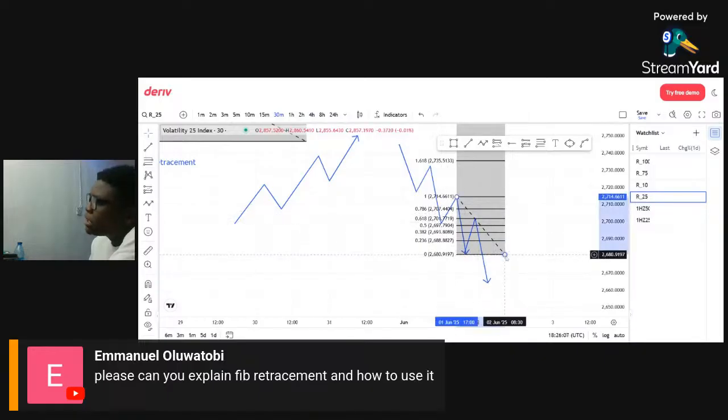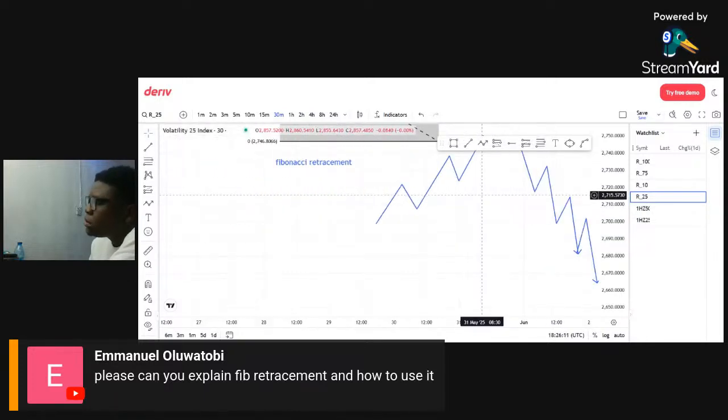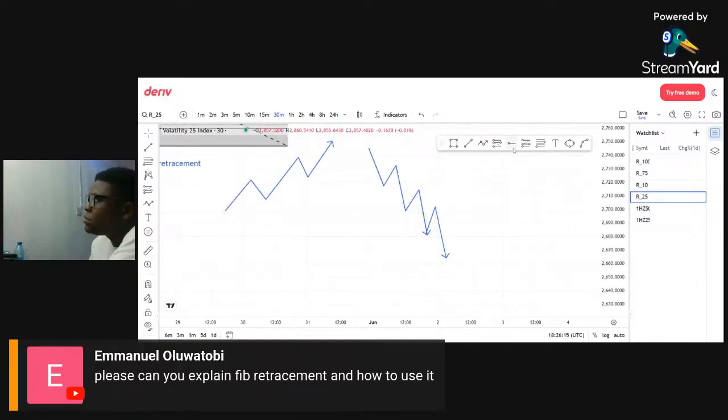I actually use that as an external confirmation for a trade. Don't just trade based only on Fibonacci retracement. I don't know whether you understand me, Emmanuel Oluwatobi. I don't know whether that's for you.